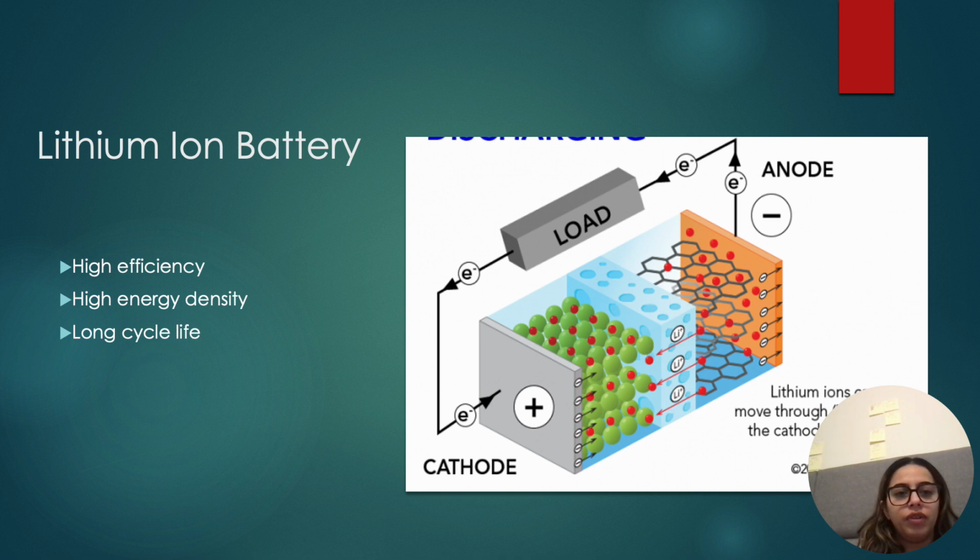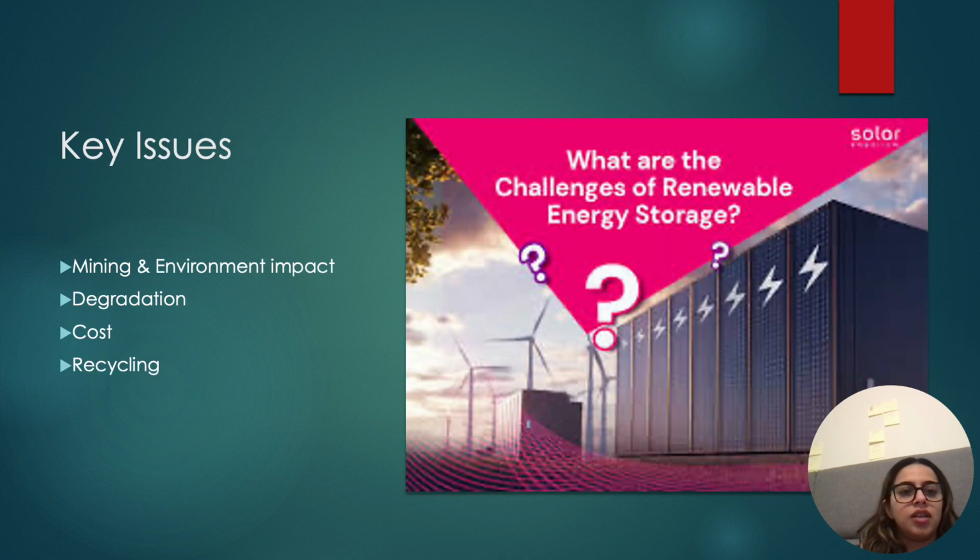They work by moving lithium ions between the positive and negative electrode through an electrolyte. They offer high efficiency, high energy density and long cycle life. Key issues are the lithium, cobalt, and nickel extractions. They raise concerns about water pollution, land degradation, and even human rights issues as well.